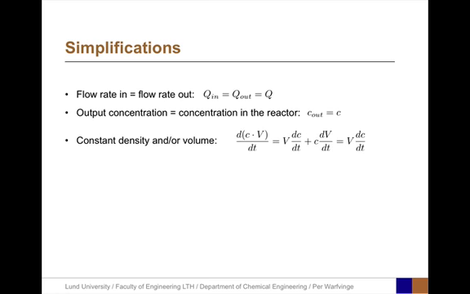And finally, if we have constant density or constant volume, the time derivative of C times V, which can be split into two parts, V dC/dt plus C dV/dt, according to the chain rule, can be simplified to V dC/dt, since the time derivative of V equals 0.